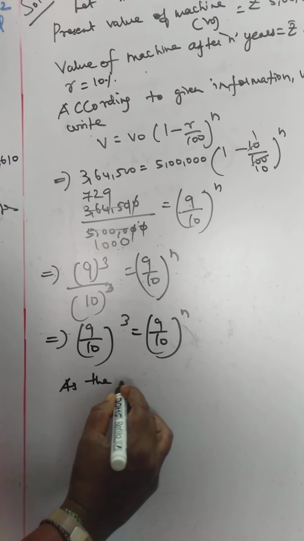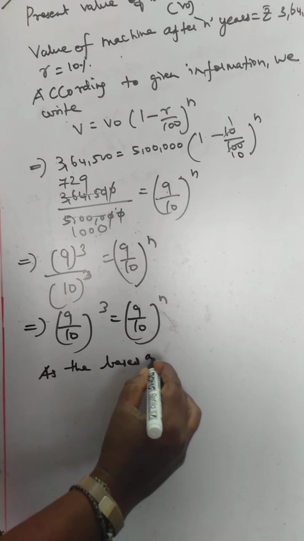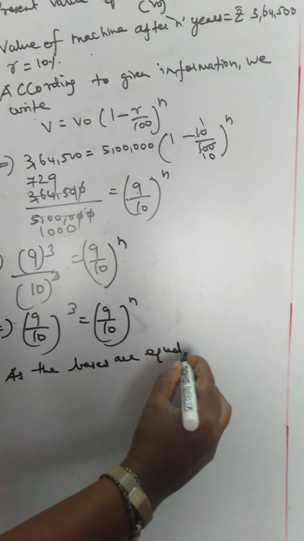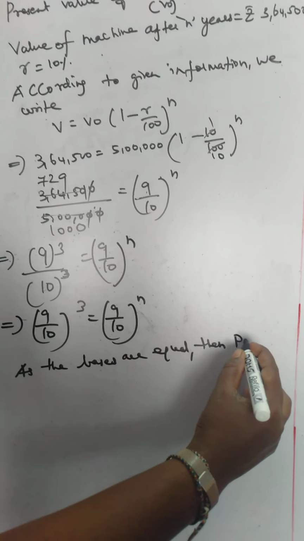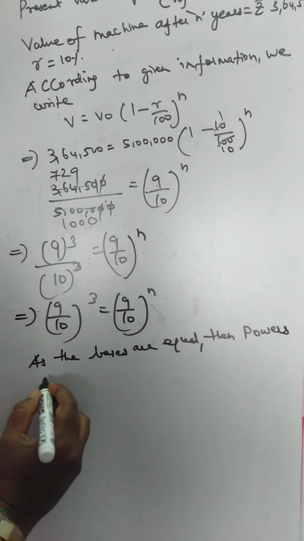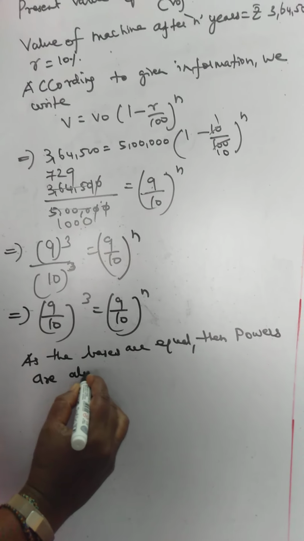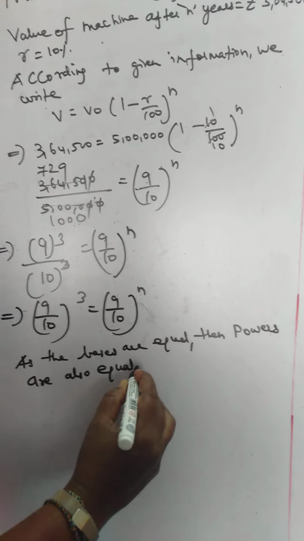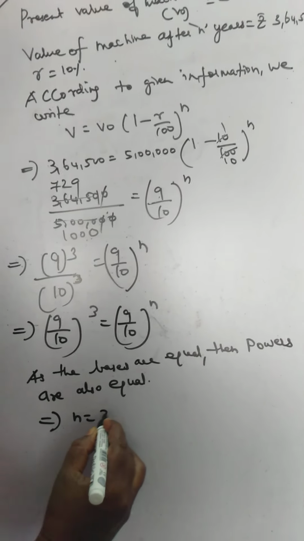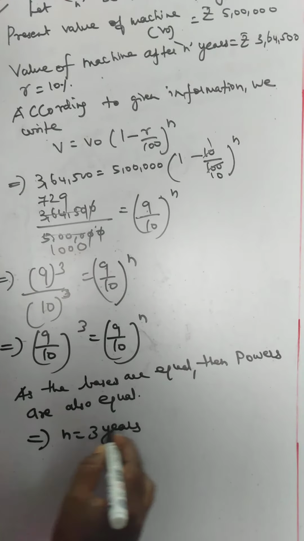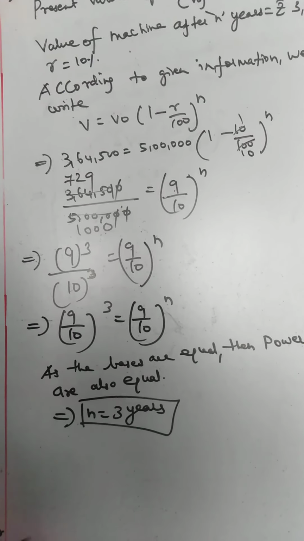As the bases are equal, then powers are also equal. So which implies n is equal to 3 years. This is what we want to find.